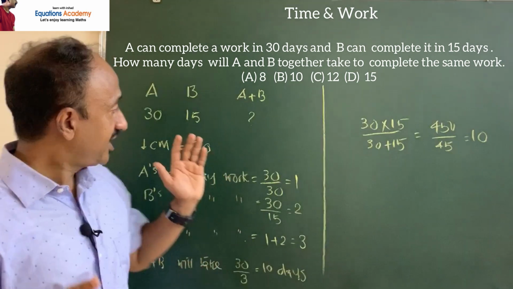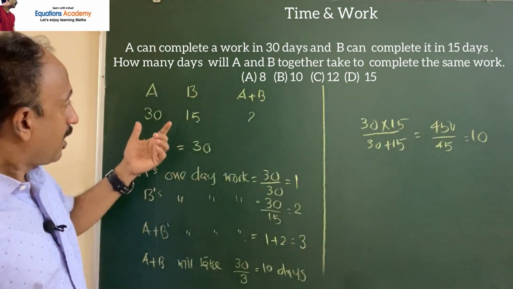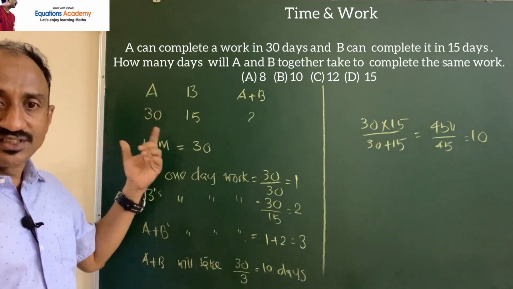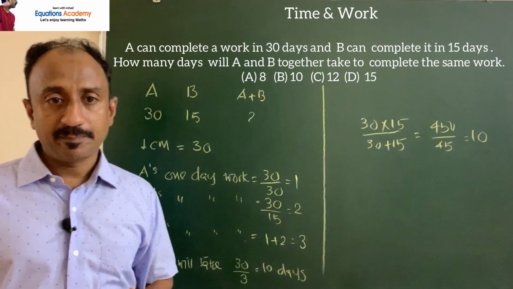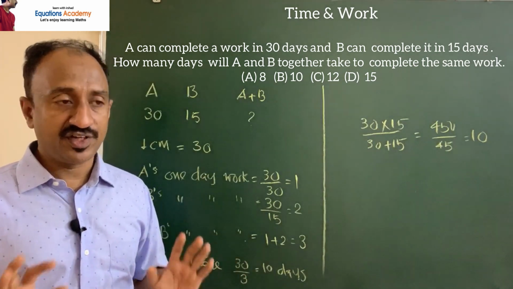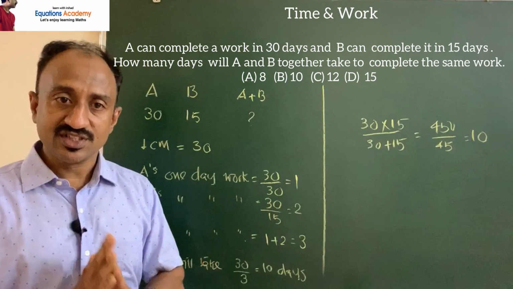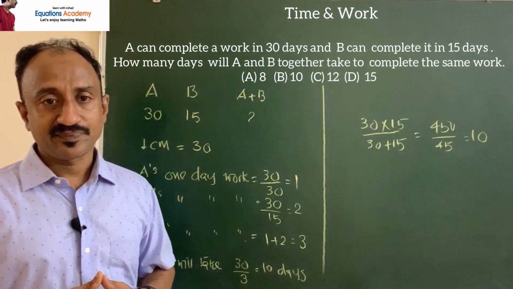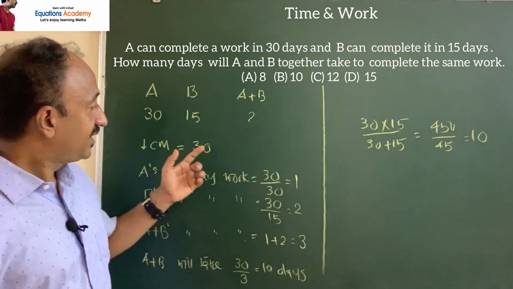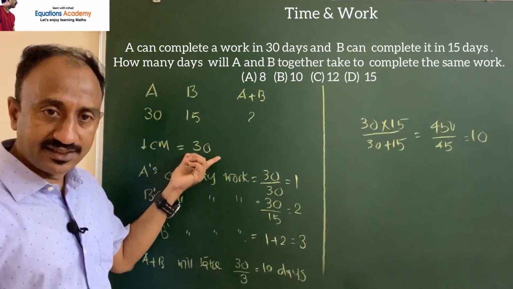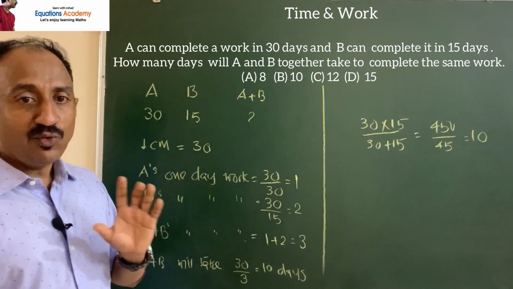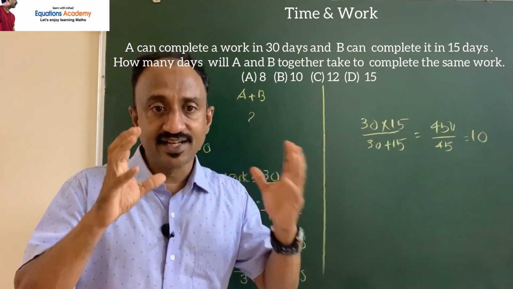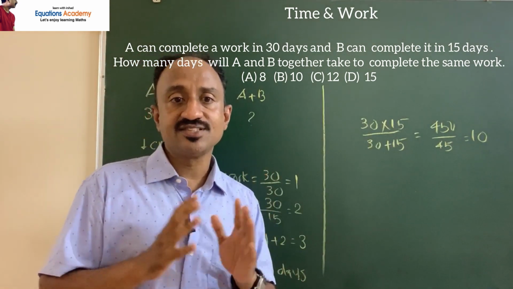LCM of 30 and 15 is, what is the greater number here? That is 30. Check whether 30 is divisible by 15. We know 30 is divisible by 15; 30 divided by 15 is 2. It is divisible. In that case, 30 is the LCM. So here the least common multiple is 30. Now we assume that the total unit of work is 30.